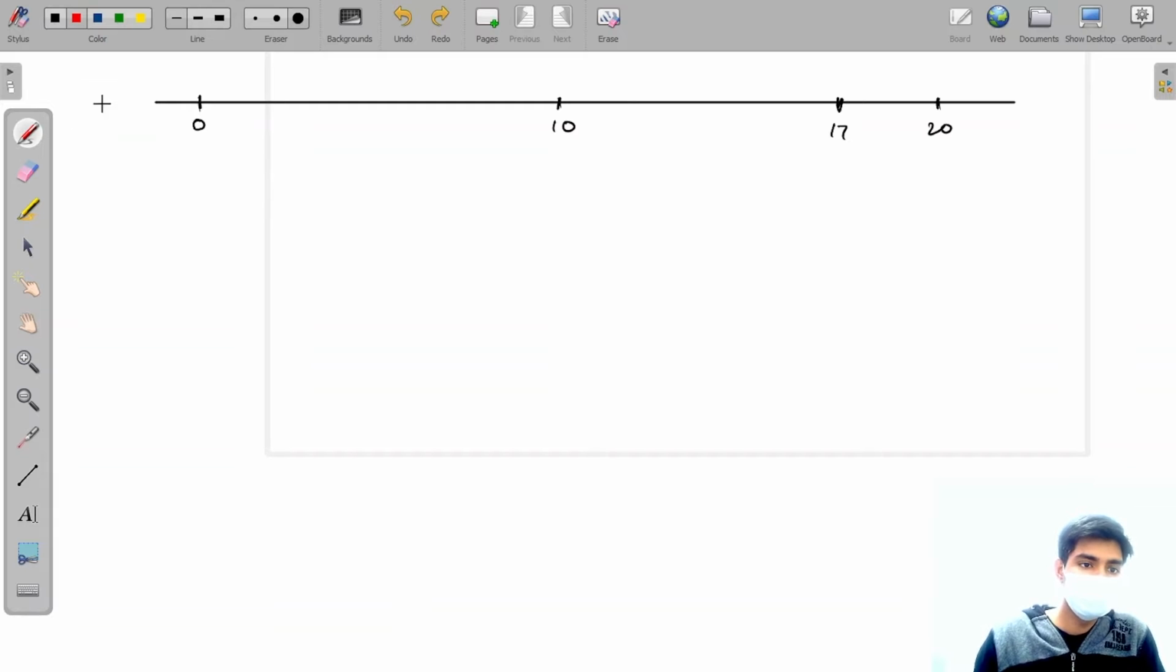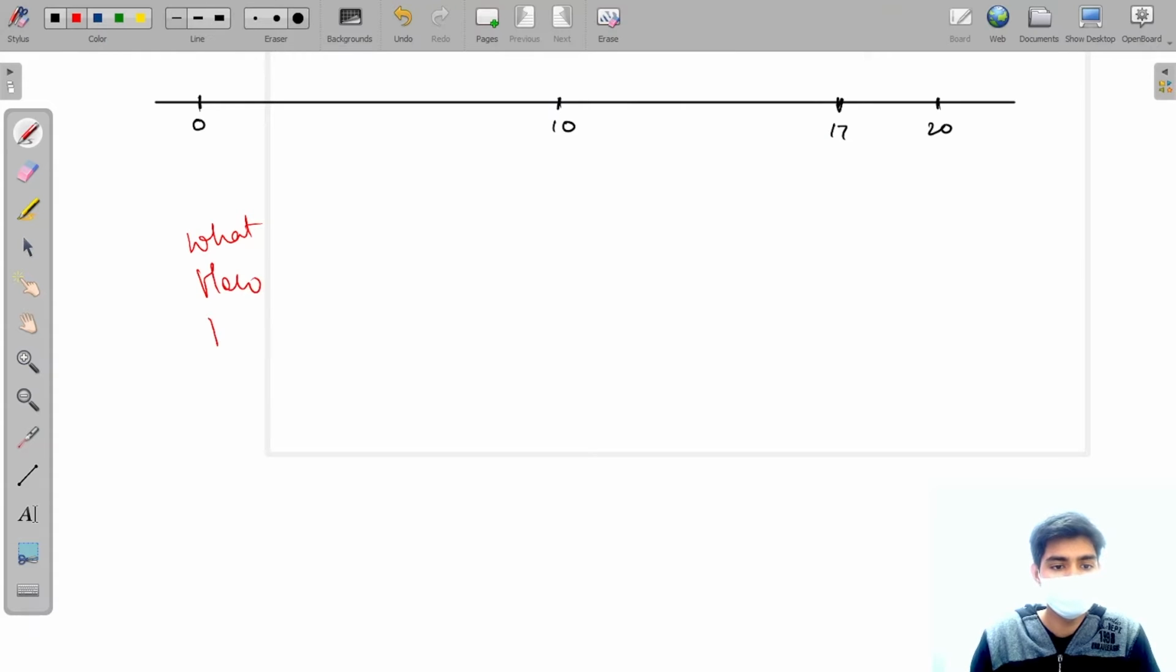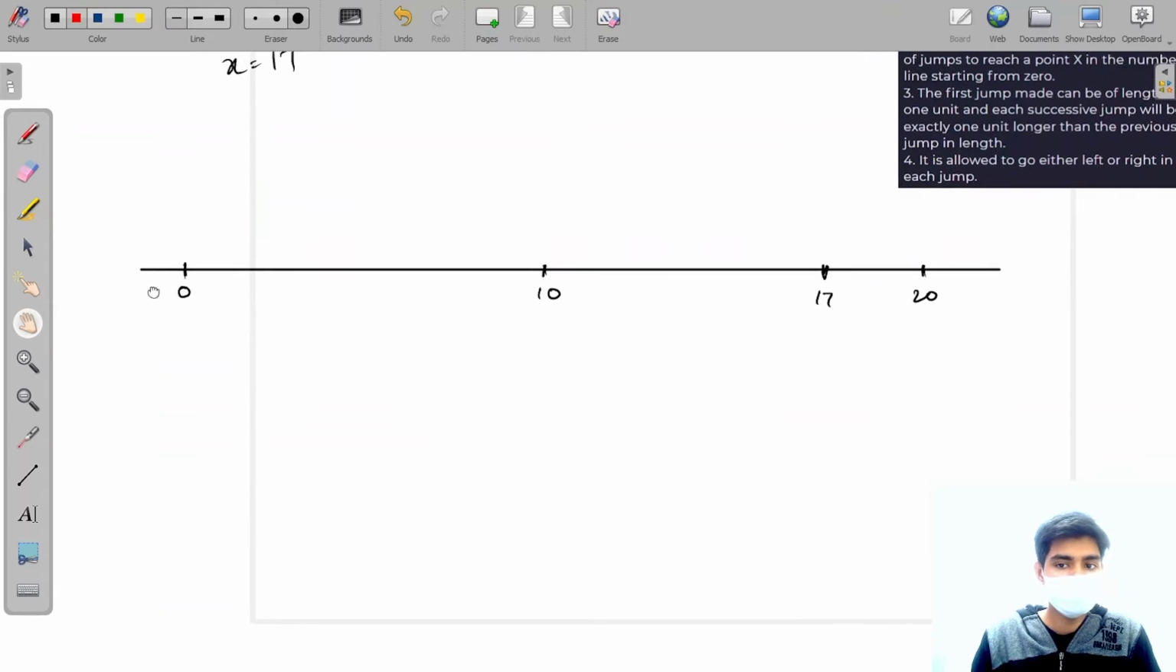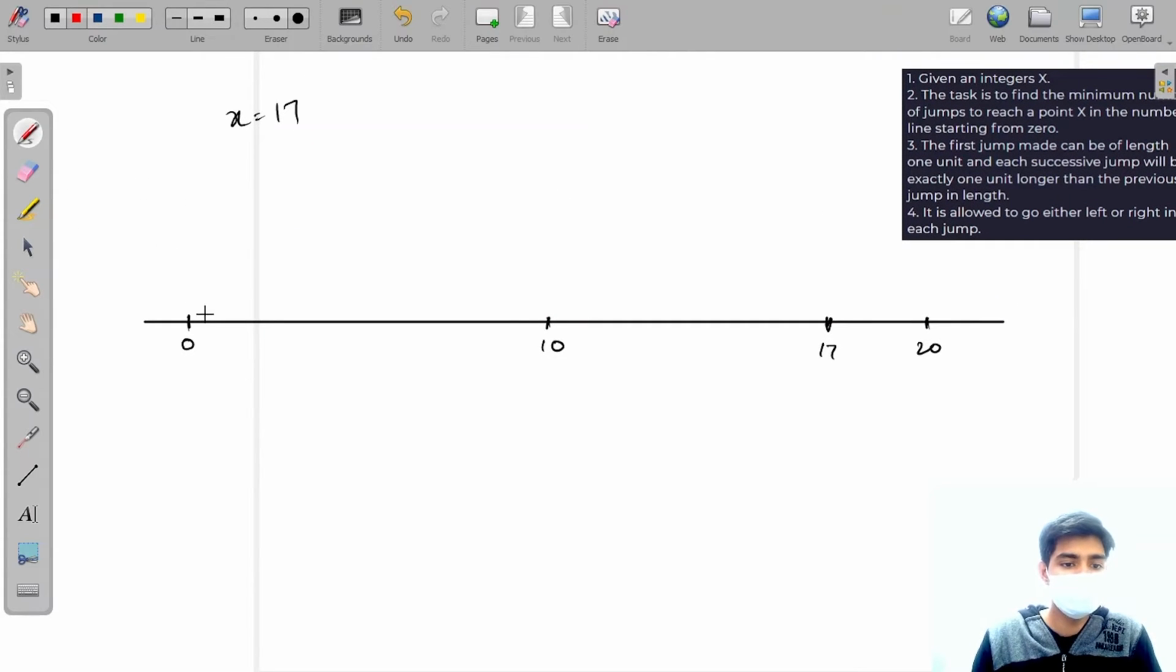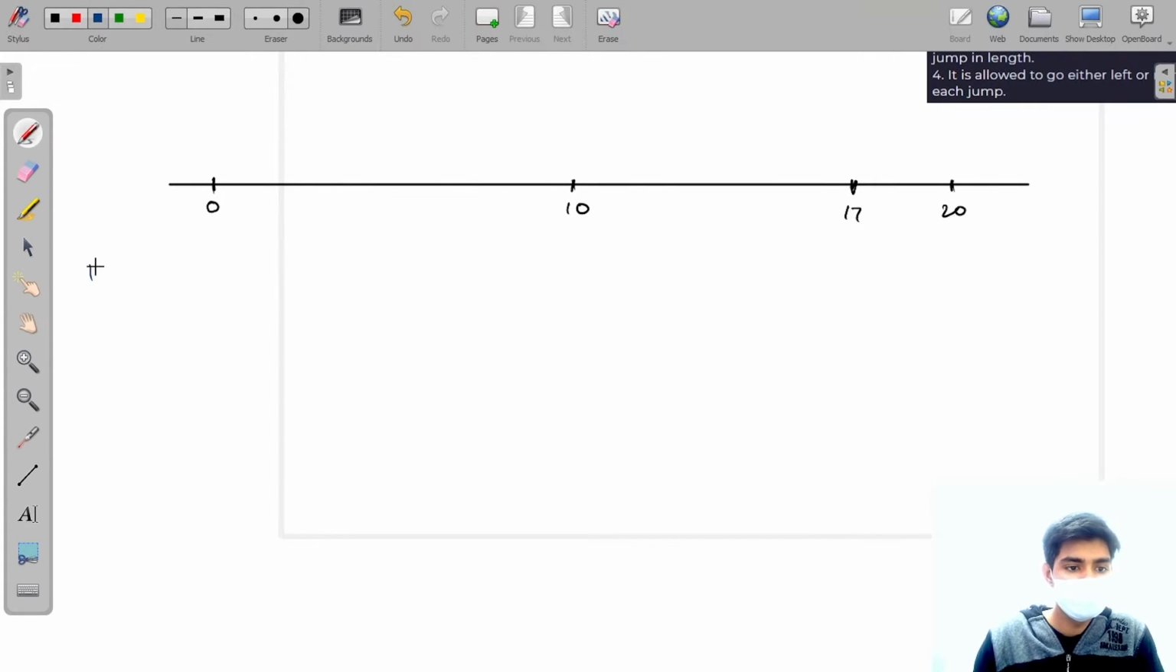In this question, we will learn the what and how of this question first, and then we'll see why it is actually working. So first we'll do the what, how, and why approach. We'll first discuss the what and how of this question, then we'll see why it is actually working the way it is working. Okay, so in this question, let's write the steps.